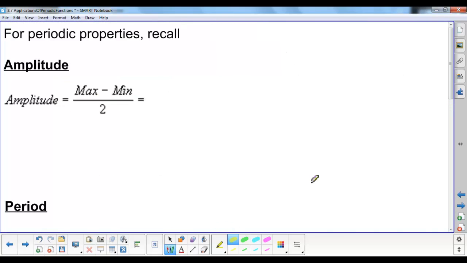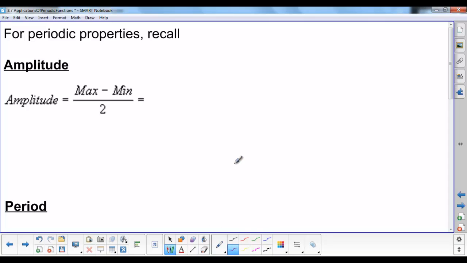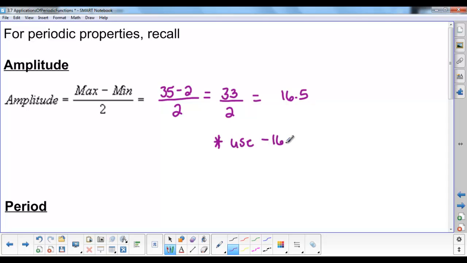Okay, let's move on. Let's determine some of these periodic properties. The amplitude we find by taking the max value, subtracting the min value, and then dividing by 2. The maximum value was 35 meters, and the minimum value was 2. So we take the difference, 33, divide by 2, which gives us 33 over 2, or 16.5. So that's our amplitude. And because it's a reflected cosine function, we are going to use negative 16.5 for our a value in our equation.